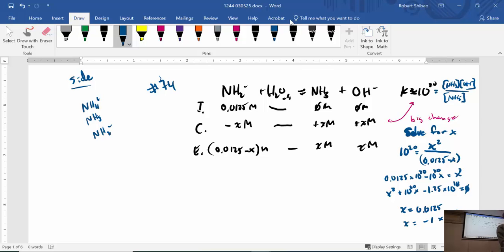Well, I think I understand the problem. If you have it as x squared divided by 0.0125 minus x, it's undefined at 0.0125 because you'll get x squared over 0 when x is 0.0125. Oh. All right. So it did that.